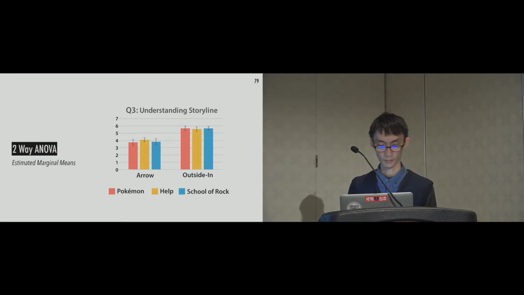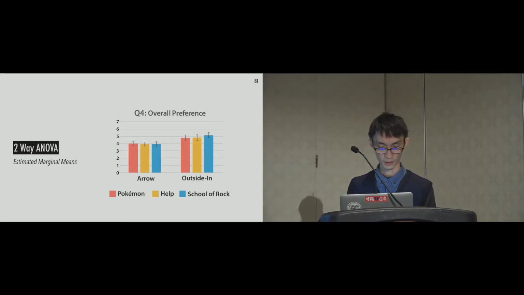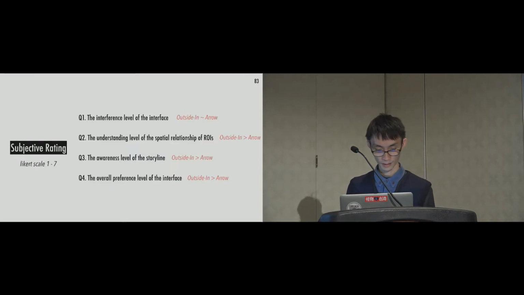The third question is about the awareness of the storyline. Again, outside-in has a better rating than the arrows. The last question is about preference. As we can see from the result, users prefer outside-in over the arrows. In conclusion, outside-in has a similar effect on interference, while greatly helping people in watching 360 videos in different aspects compared to arrows.